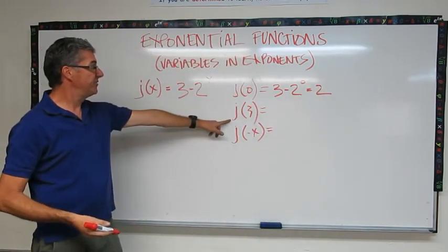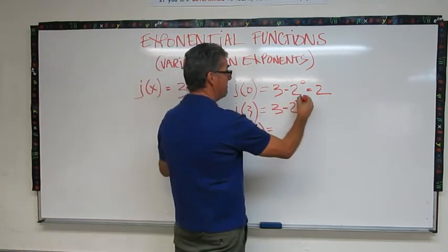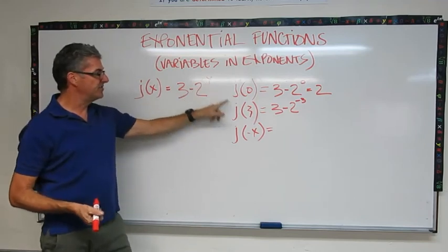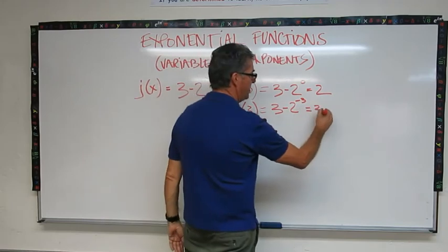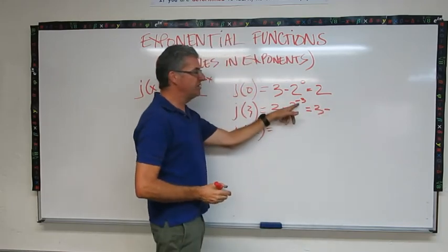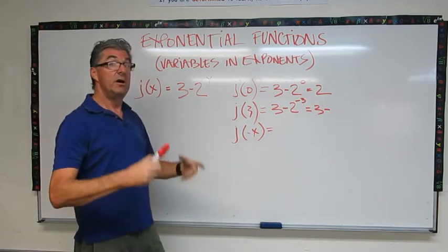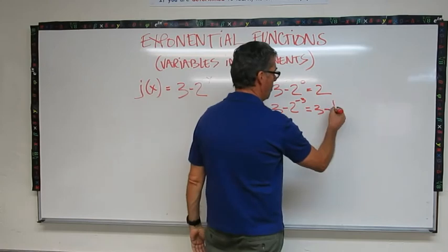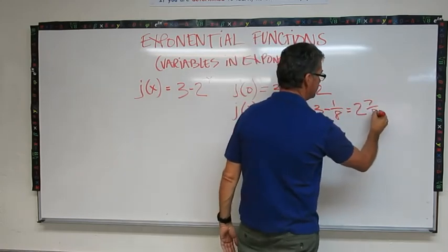Let's try j of 3. That's going to be 3 minus 2 to the minus 3. Right? I've got a negative in front of my variable there, so that's my plug-in step for that. So this would be 3 minus, now what's 2 to the negative 3? It's 1 over 2 to the third. 2 to the third is 8, so this is minus 1/8, which makes it 2 7/8.